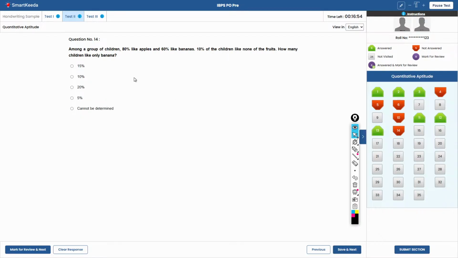A group of children, 80% like apple, 60% banana, and 10% like none of the fruits. How many like only banana?